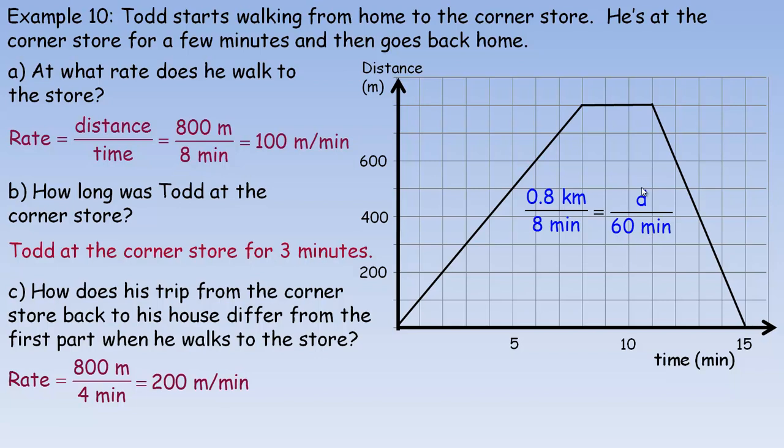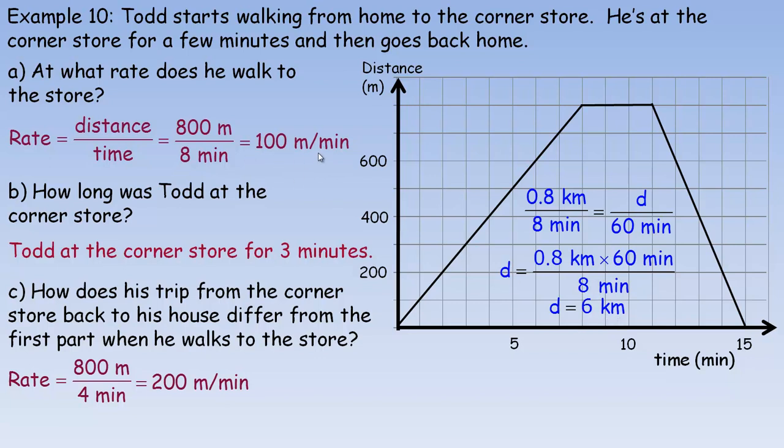And so if you cross multiply here, the 0.8 times the 60 divided by 8 will give you that distance. So there's the calculation, 0.8 kilometers times 60 minutes. Multiply those, divide by this one. We get a distance of 6 kilometers. So this is 100 meters per minute is actually 6 kilometers per hour.